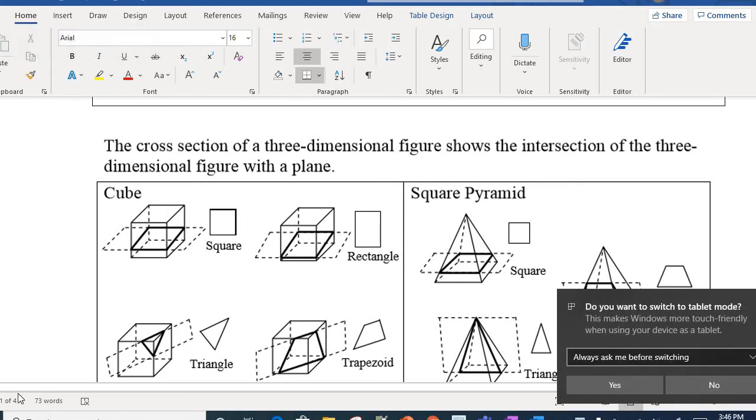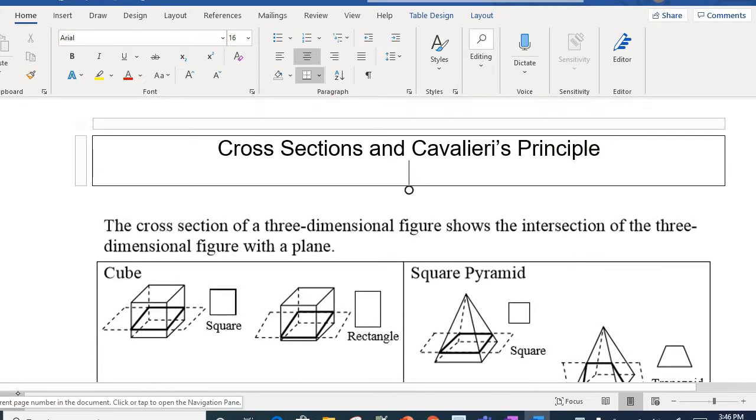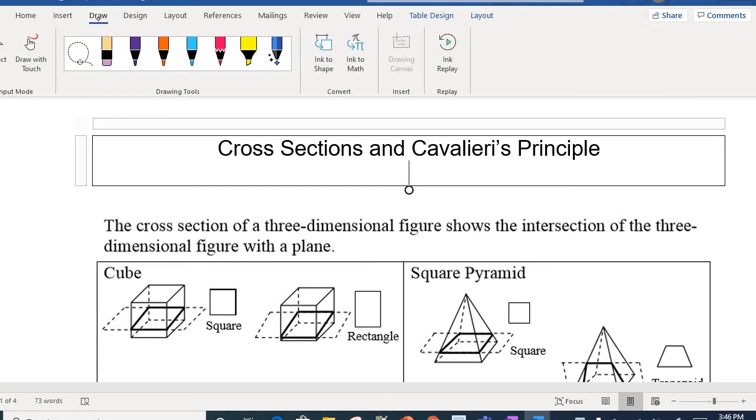Hi, everybody. Today we will discuss something about cross sections and what we call Cavalieri's principle. First things first, with cross sections. Cross sections are, in a way, a lot like what you do in science class and bio, where you do a cross section of a cell. So it's almost like you're taking a slice of it and seeing it from a different perspective.